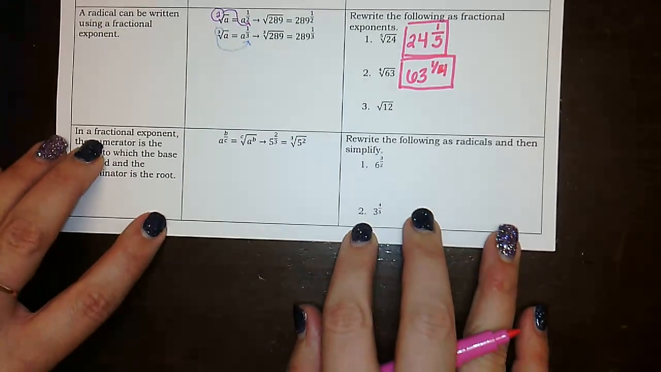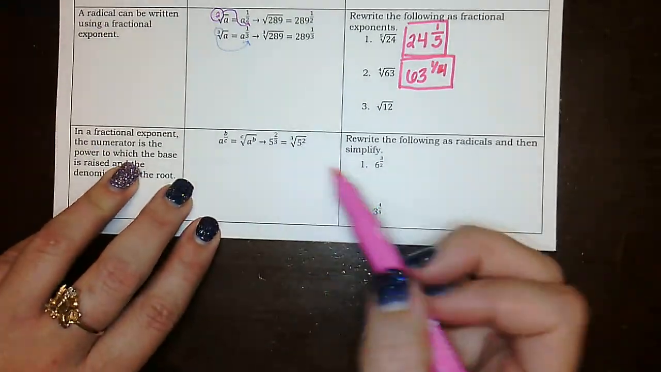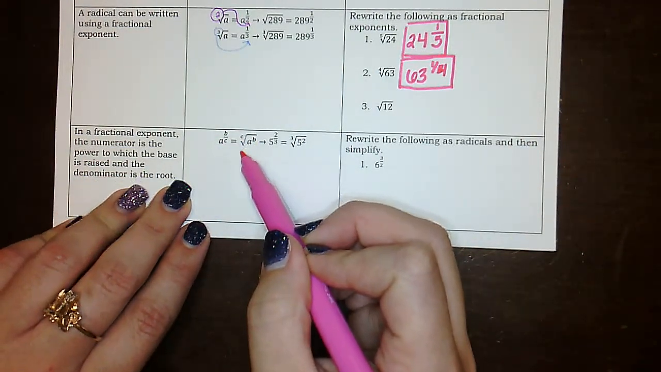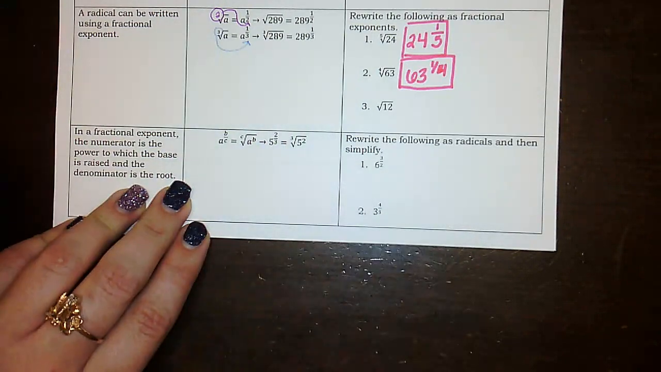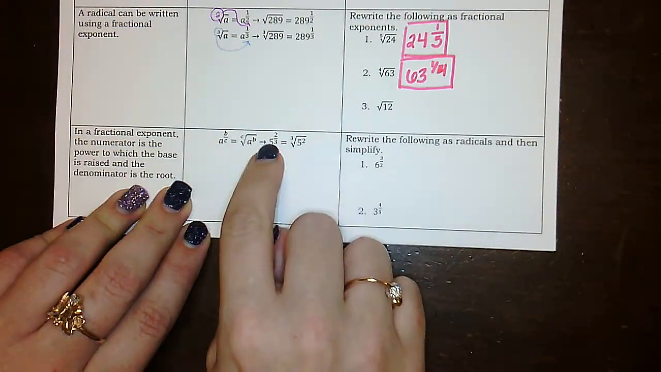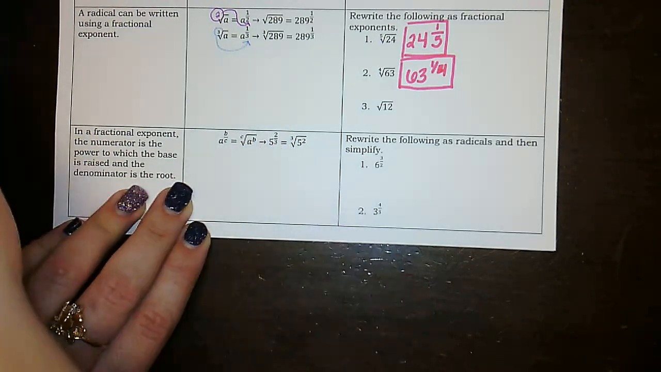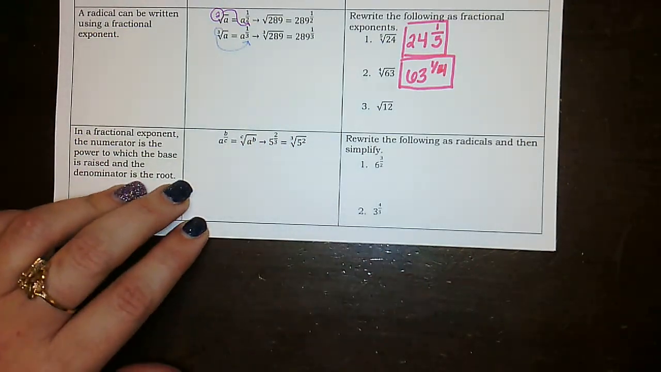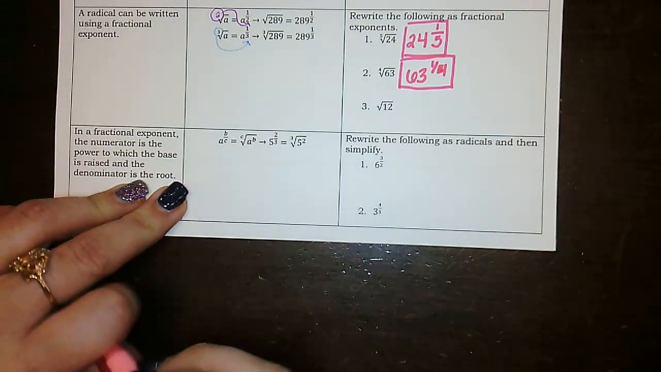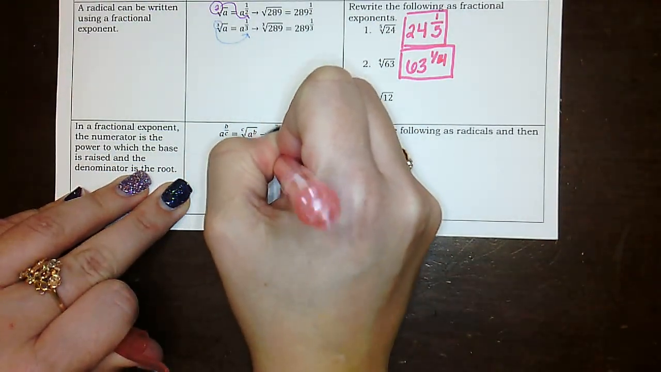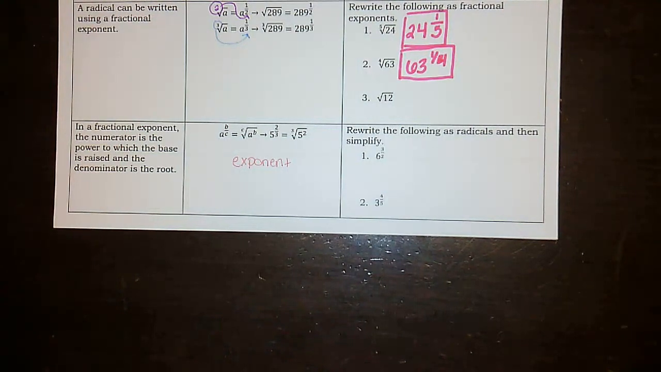Okay, well, what if I have a radical and an exponent? Well, the exponent goes on top, and the radical is the denominator. So for this case, I have 5 to the 2/3. You have, it's going to be exponent over the radical.